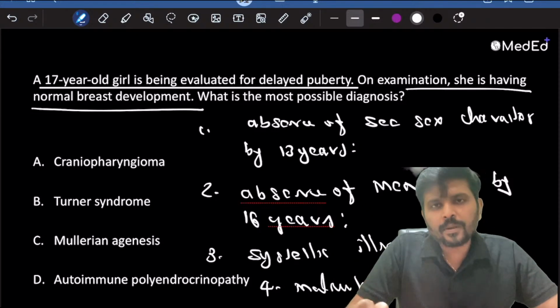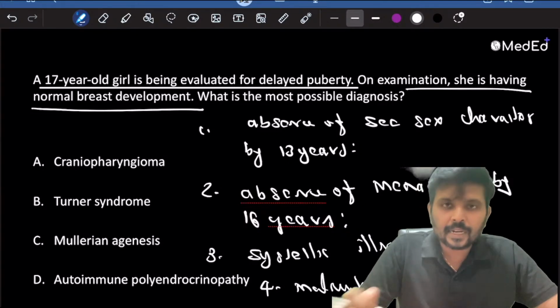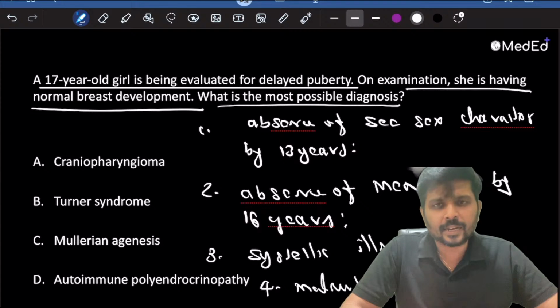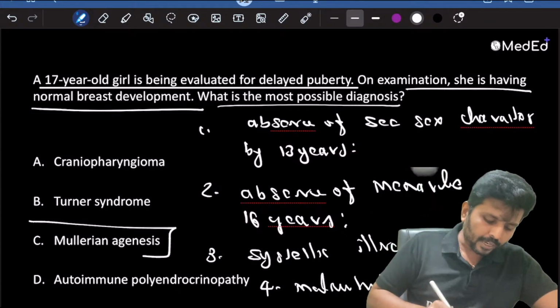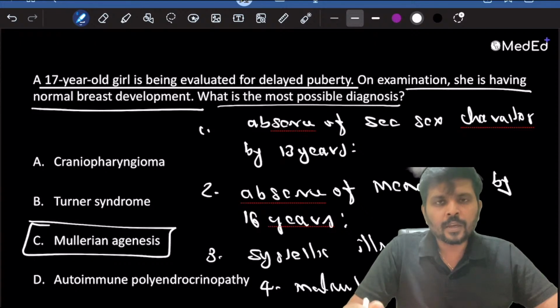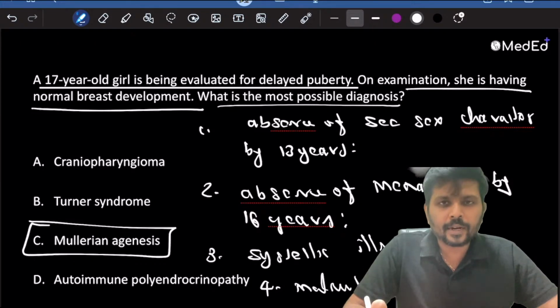But thelarche should be followed by menarche. But here, thelarche is not followed by menarche. So what will be the answer? The answer is Mullerian agenesis. When you have thelarche but no menarche, think about Mullerian agenesis.